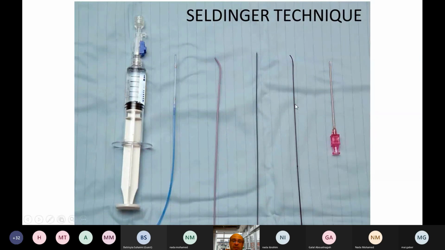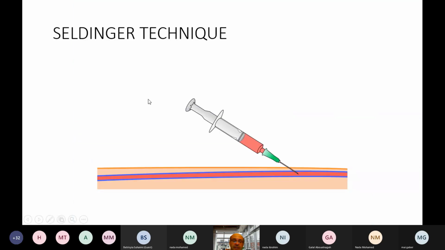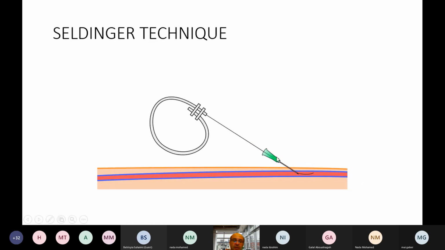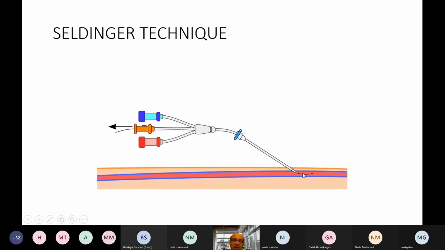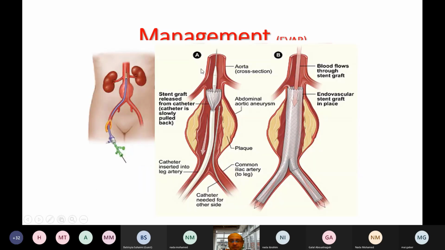This is the endovascular procedure. Very simply, the technique of endovascular: I apply a syringe until I have blood coming out from the artery. Then I apply a wire, then remove my needle and keep the wire inside and put what is called a sheath, or something like a large cannula. And through this sheath, I can apply a stent or wire or whatever.